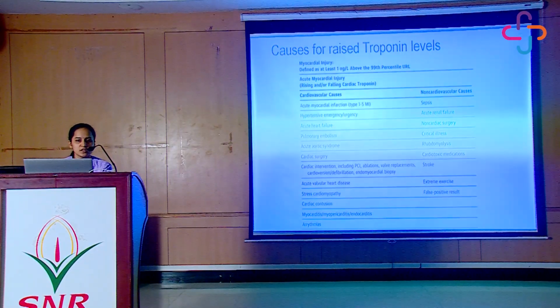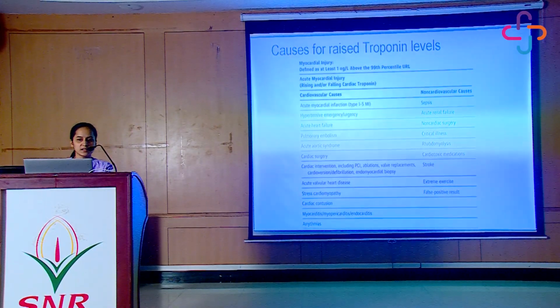So what could be the causes for raised troponin levels? Myocardial injury is defined as a troponin level of at least 1 nanogram per liter above the 99th percentile upper reference limit. So troponin elevation could be because of acute myocardial injury or chronic myocardial injury. Coming to some causes of acute myocardial injury where the troponin could be elevated, it could be either cardiovascular causes or non-cardiovascular causes.